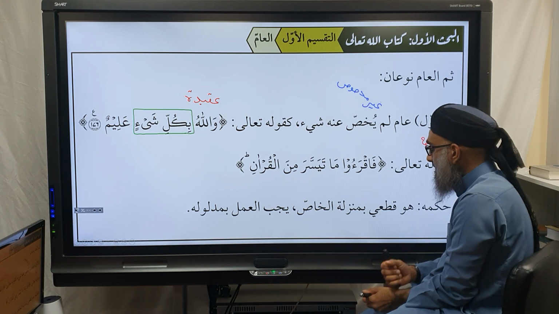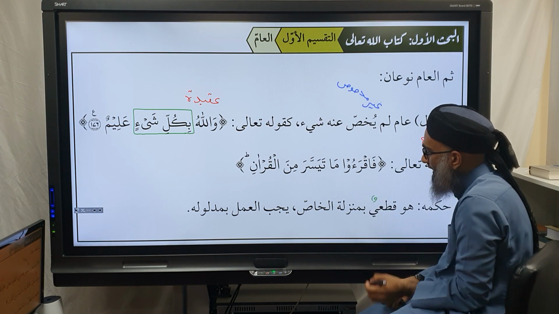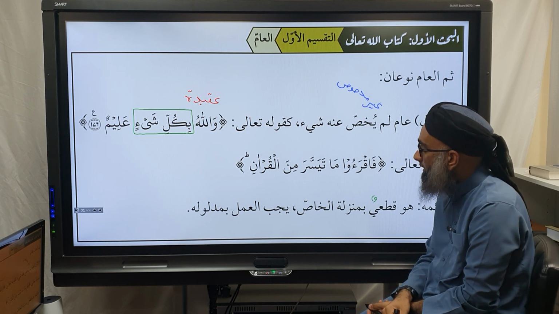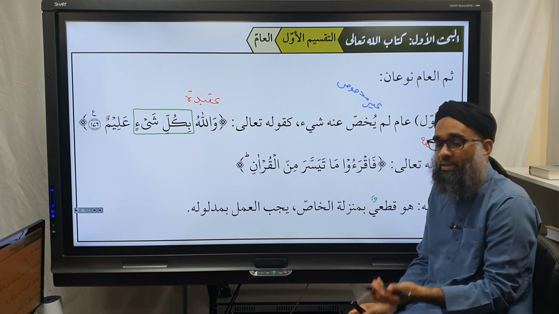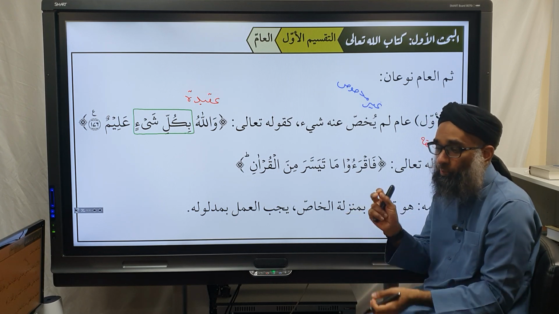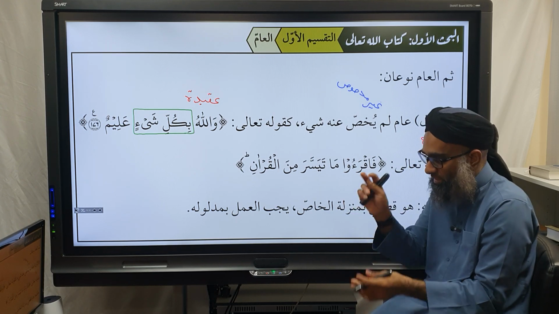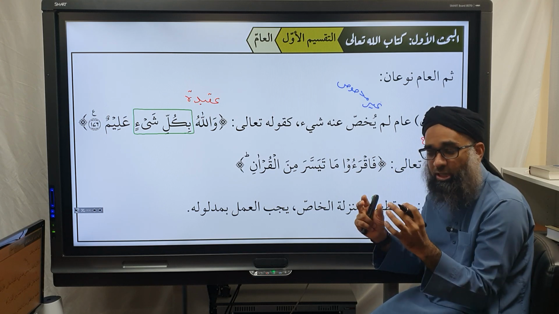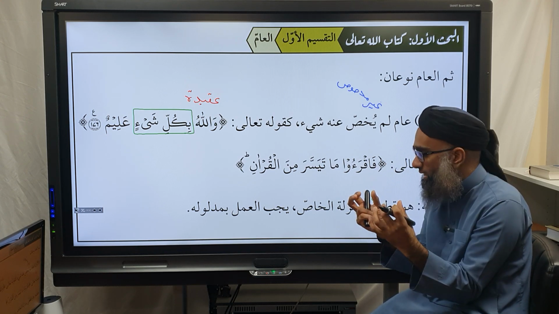What is the hukm of an am? The hukm of an am is qat'i. It is qat'i bimanzalatil khas. The same way khas is qat'i. Meaning when we say thalathatun, it means three, nothing else. When we say arsalna nuhan, it means no, nobody else. It has a particular meaning. You can't change that. You can't bend it or change anything.